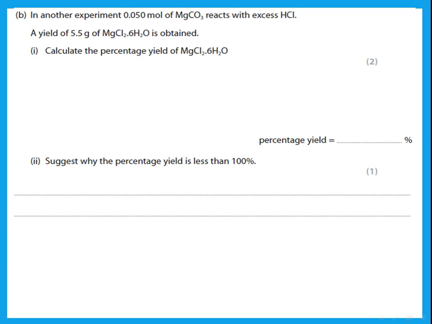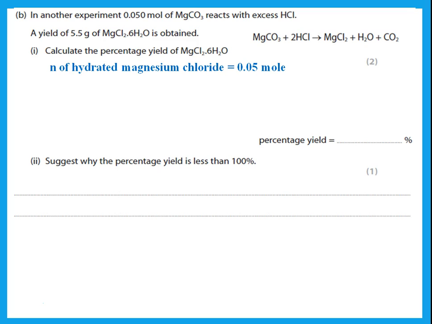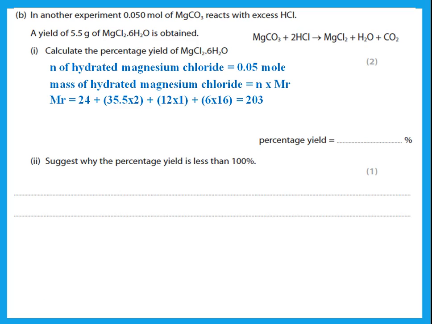So now if I start with 0.05 mole of magnesium carbonate, then the number of moles of hydrated magnesium chloride should be the same. Okay, and then the mass of the hydrated salt is number of moles times Mr. The Mr I calculate as this, so the mass is number of moles times that, and that means that I should get 10.15 grams. But what did he get? He got 5.5, then the percent yield is 5.5 over 10.15 times 100, and that gives me a percent yield of 54%.